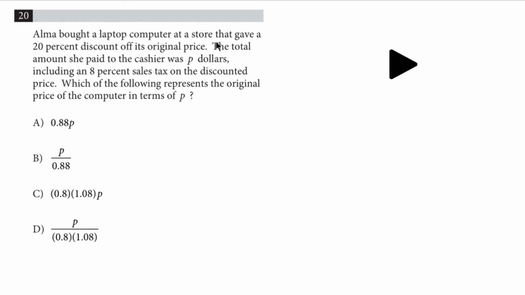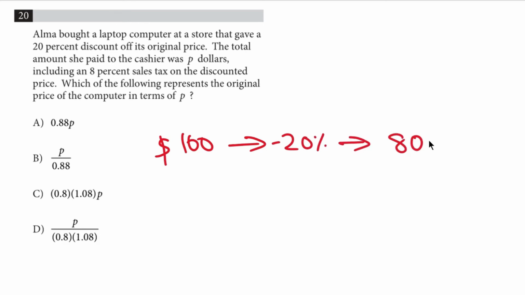Alma bought a laptop computer at a store that gave a 20% discount off its original price. The total amount she paid to the cashier was $P, including an 8% sales tax on the discounted price. So guys, initially she had a laptop, and let's say that laptop cost her $100 initially. Then there was a 20% discount, so that's minus 20%. So she had to pay $80, right?